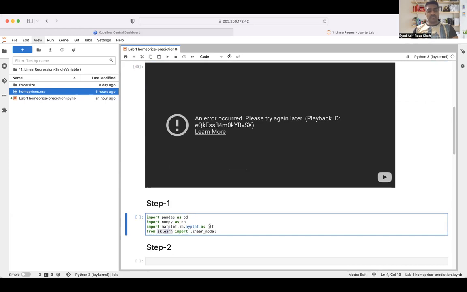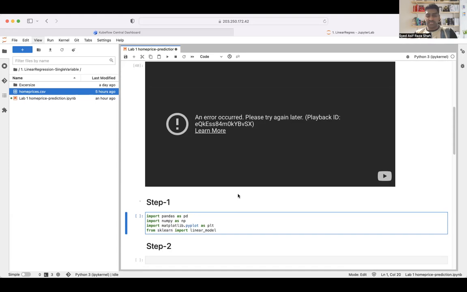And the most important is sklearn. This library is most important, through which we can import the linear regression model here, right? And Pandas is a very, very useful library for managing your data sets and data frames. Whenever you want to play with a data set, you have to use Pandas. It's very popular and very useful for machine learning related things.